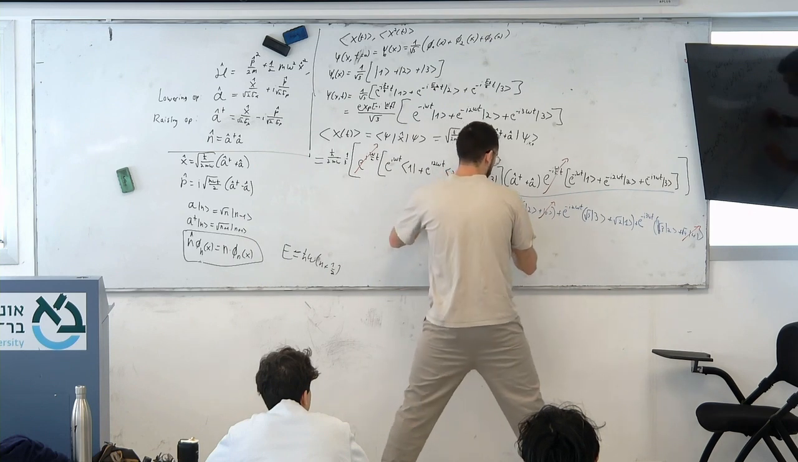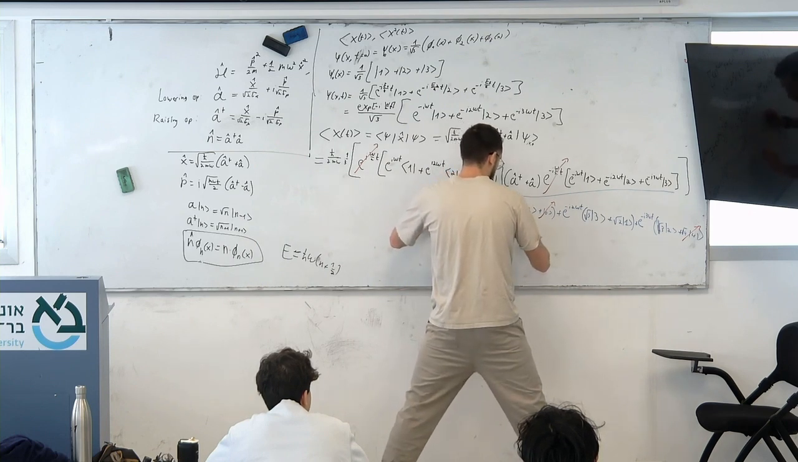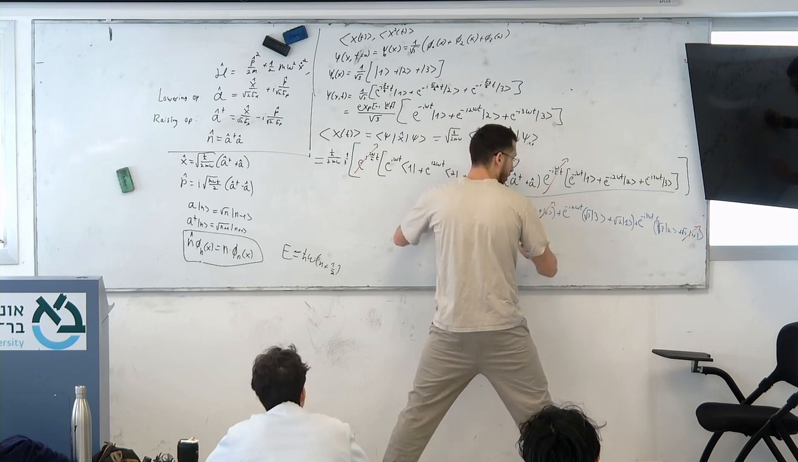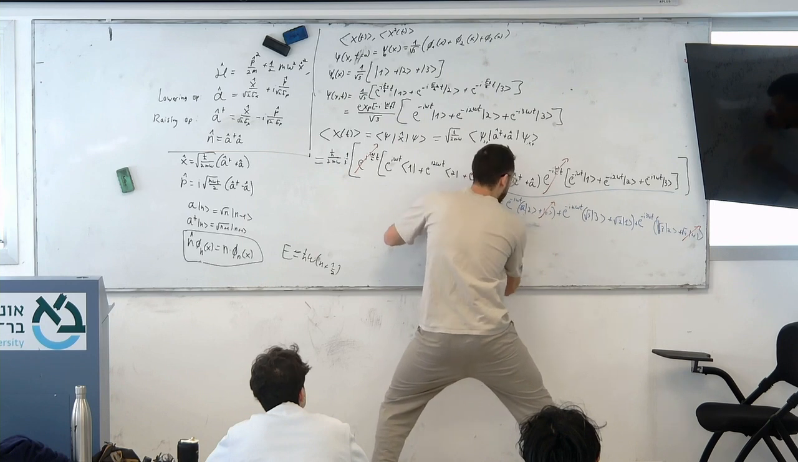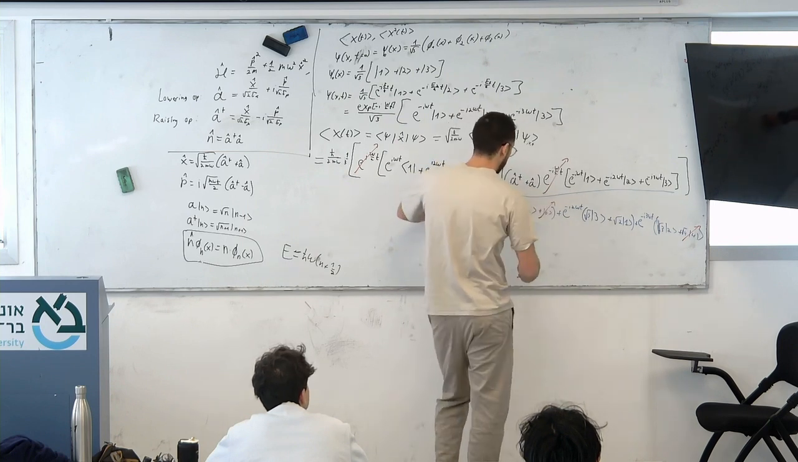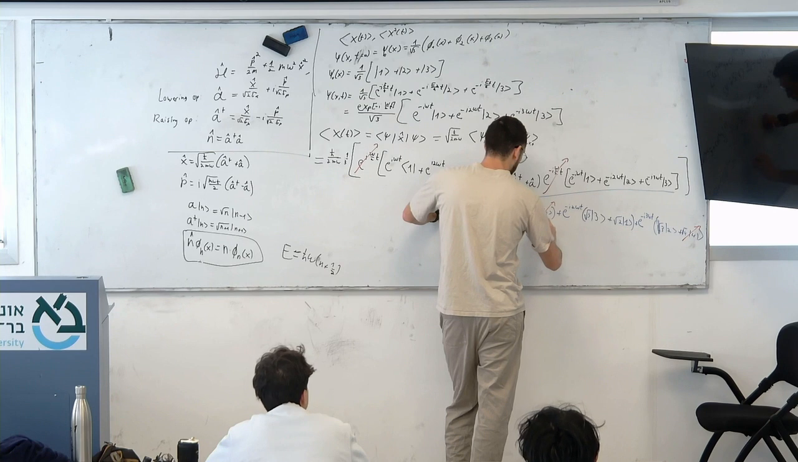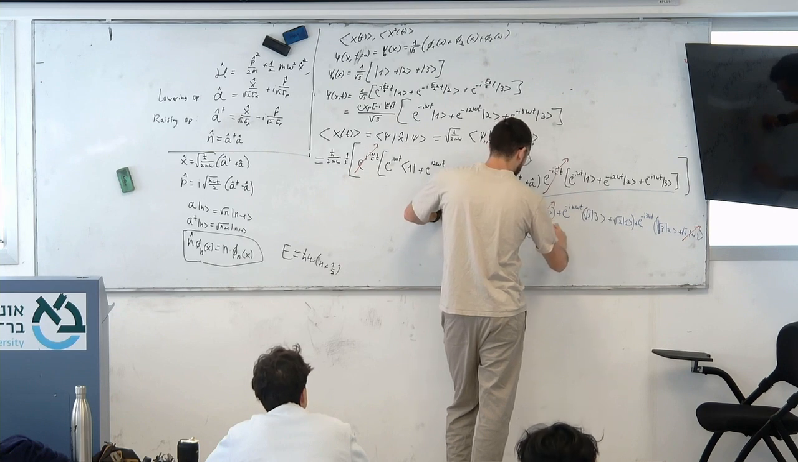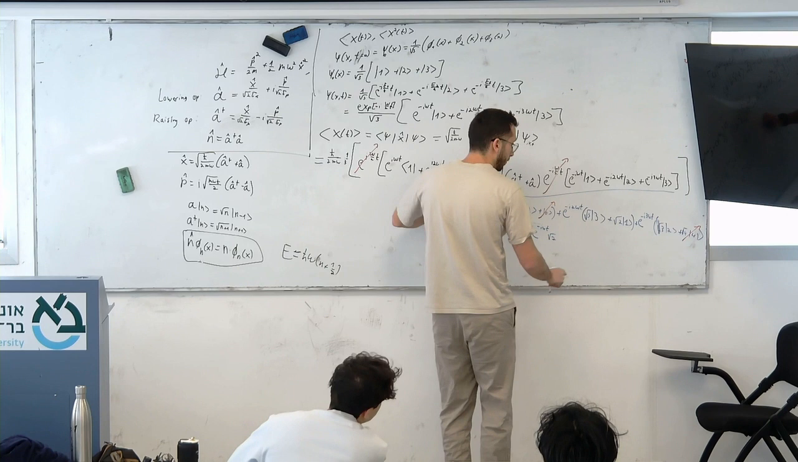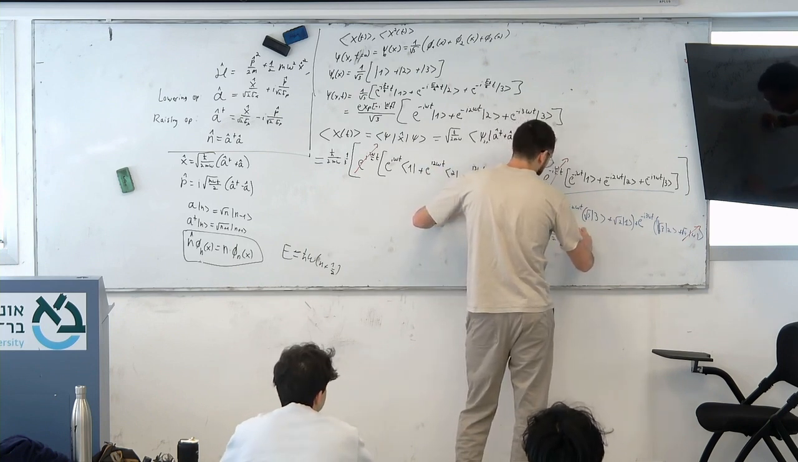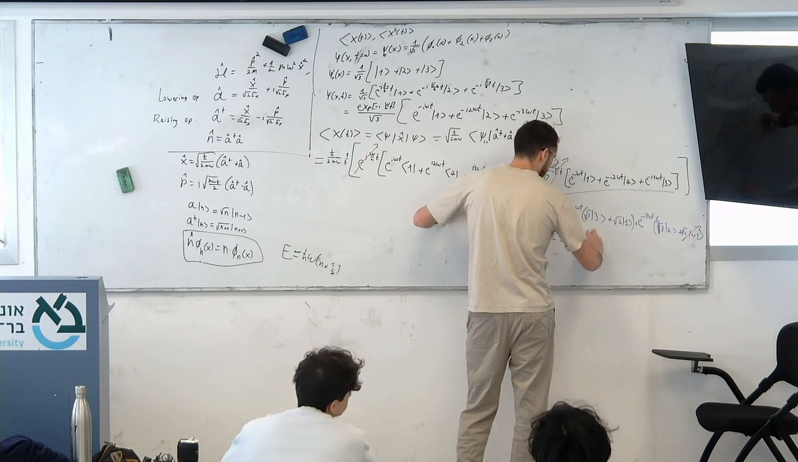And what we get is square root of 2 e to the minus i omega t. Let's do it simpler, because those are constants. So let's start with the term of 2. Say this is e to the minus i omega t square root of 2. And here we have plus e to the minus i 3 omega t square root of 3.